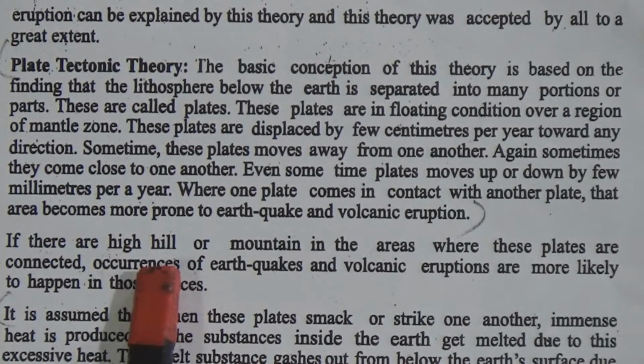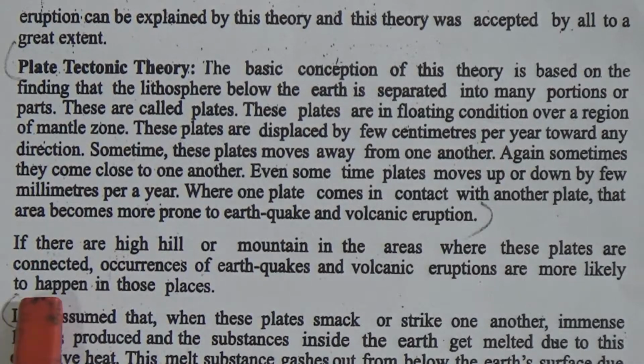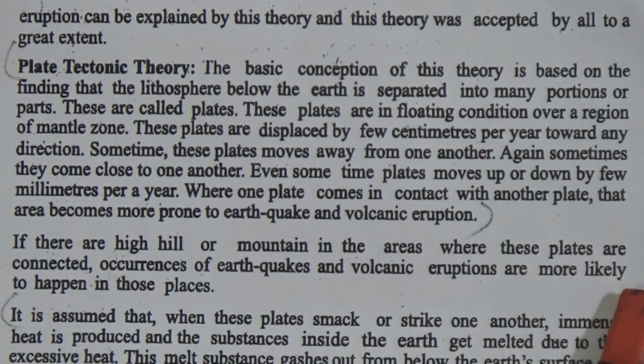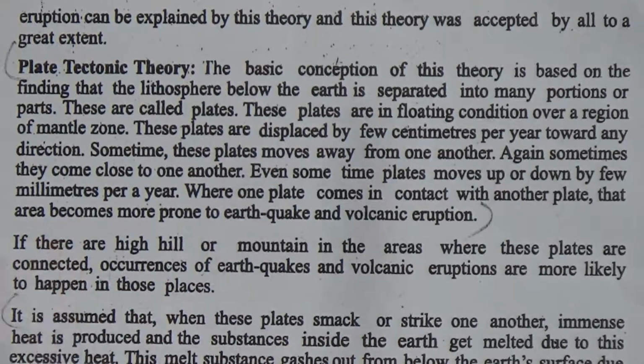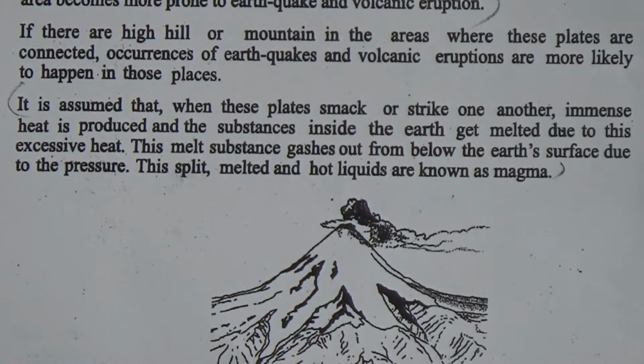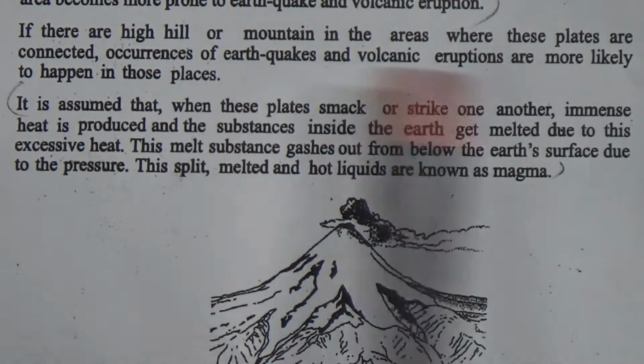If there are high hills or mountains in the areas where these plates are connected, occurrences of earthquakes and volcanic eruptions are more likely to happen in those places. And we found that when there are hills or mountains, when these plates are moving or going up and down, then volcanic eruptions happen, and also earthquakes happen.